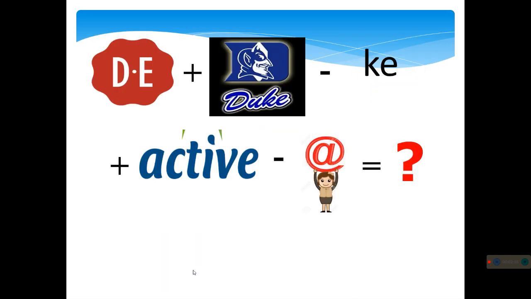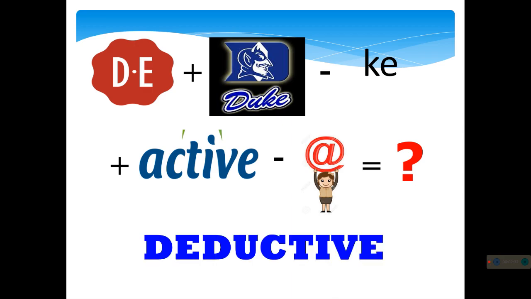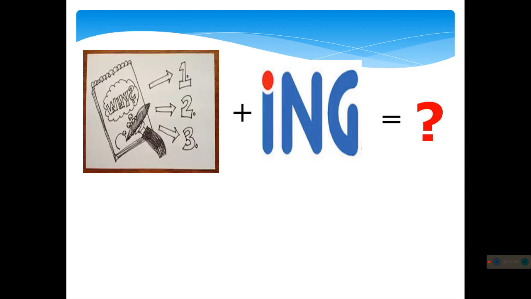So let's proceed with this slide. We have this one. We have DE plus DUKE minus KE plus active minus A. So what is the word here? That's correct. We have deductive. Let's have this one, the last one.